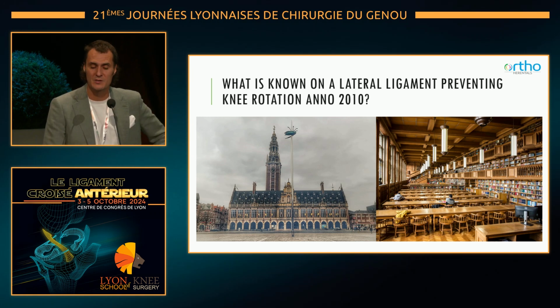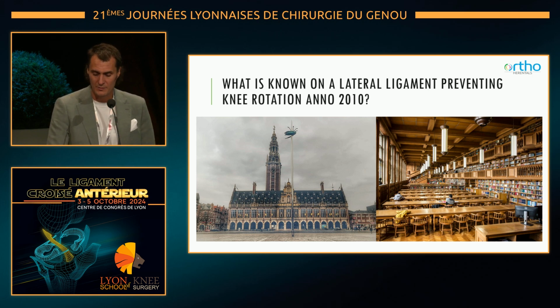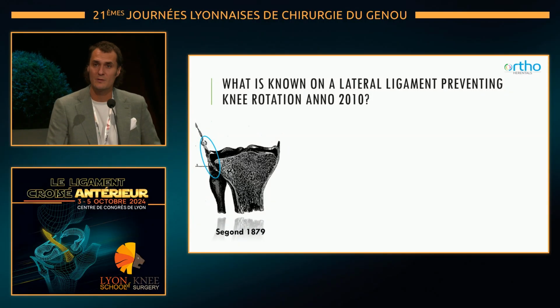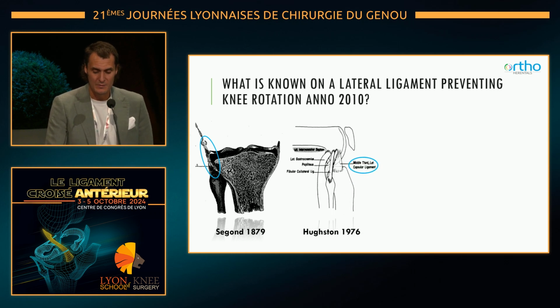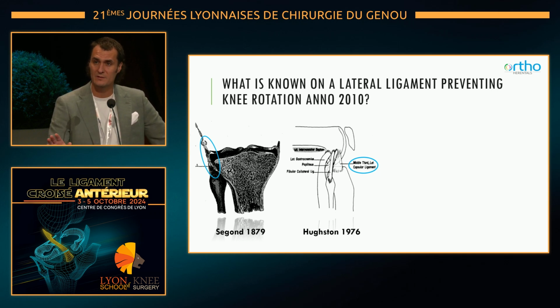And so we went to our beautiful library in Leuven, a very old building where we could find some older publications. This was the first, by Dr. Paul Segond, of course, the French surgeon, who published a thesis in 1879 already, which describes a fracture attached to a band which he is pulling on in this drawing. We found another very mysterious publication from the 70s by Jack Hughston. He published on a middle third lateral capsule ligament, with no further description, no anatomical drawing or photos.